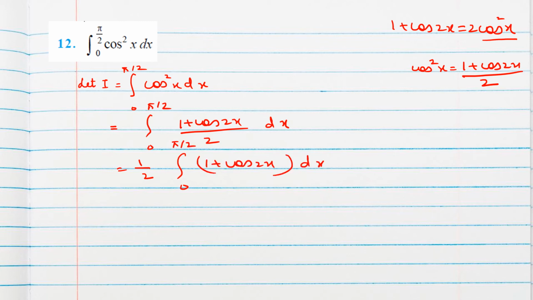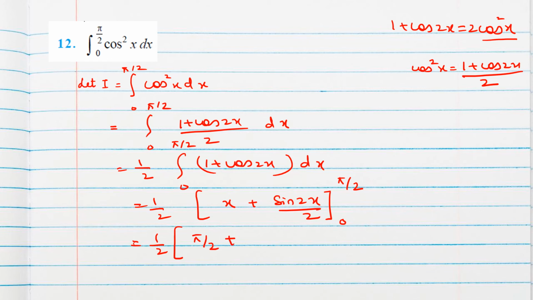Now for both the expressions we have integrals. For 1 we can write x, integral 1 dx means x. Integral cos 2x dx means sine 2x by 2, between the limits 0 to pi by 2. So 1 by 2, first we should substitute the x value pi by 2. So pi by 2, here sine 2 times pi by 2 means sine pi will come, which gives 0, minus this, both expressions will give 0 only. So the final answer will be 1 by 2 into pi by 2, which gives pi by 4.